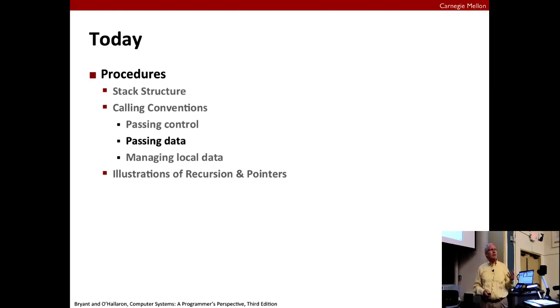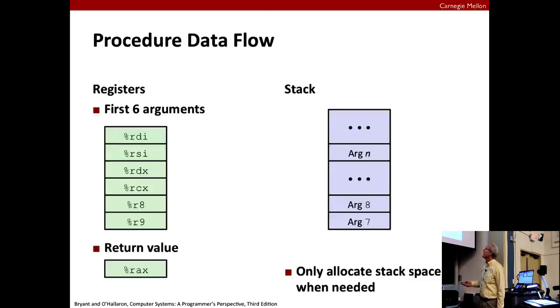Okay, so passing data. Now, we've already seen a few small examples of passing data. We've seen a couple registers that get used when you're passing arguments to a function. And we've seen the register RAX getting used to return values from a function. And so that's the basic idea. Again, this is all built into the ABI, defined as a set of conventions, not particularly a part of the hardware. In particular, the rule is that the first six arguments get passed in these particular registers. You just have to memorize the order of them or have a table handy to look at, because there's no particular logic to it.